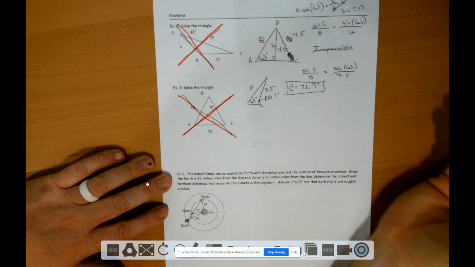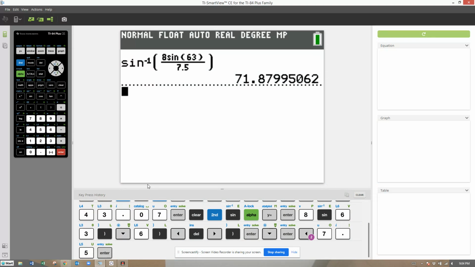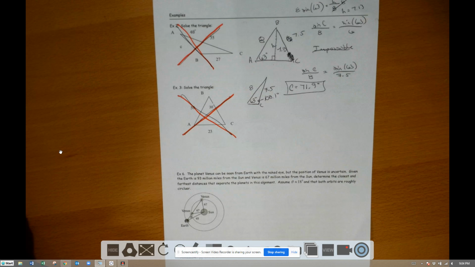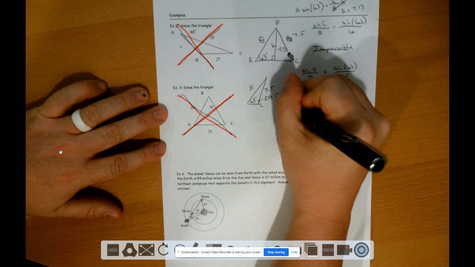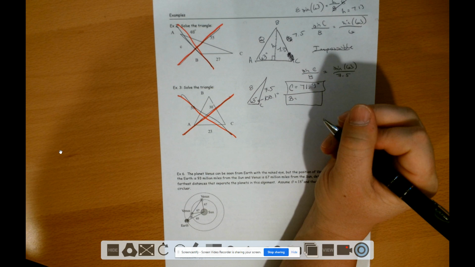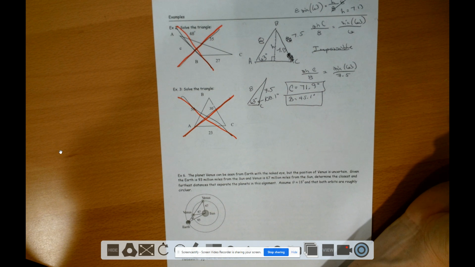we know two angles in this triangle, we can find the third angle. So in the top triangle, it's going to be 180 minus 63 minus 71.9. We hit enter, and our angle B in the top triangle is, forget what I had there, 45.1.